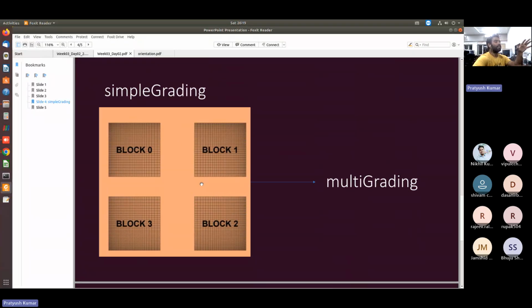So this is one way: you can create four different blocks, and on each block you can give the grading system. But there is another technique that we are going to talk about. I am going to show you an example that is known as multi-grading.